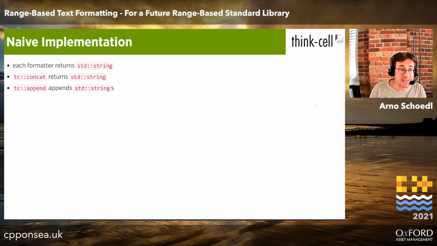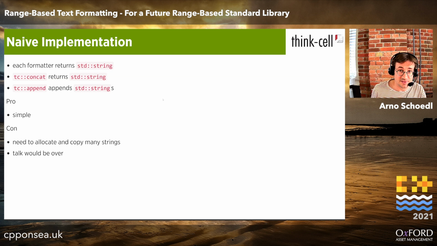So again, how would you implement it? The very naive implementation would be that each formatter returns a std string, and then the concat again returns a string, and then the append appends strings. So you have strings everywhere, and that's probably not terribly efficient. It's simple, but you have to allocate and copy many strings.